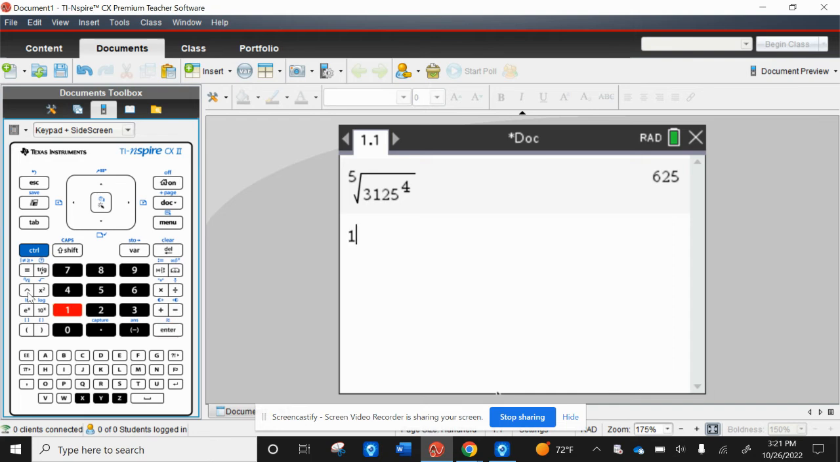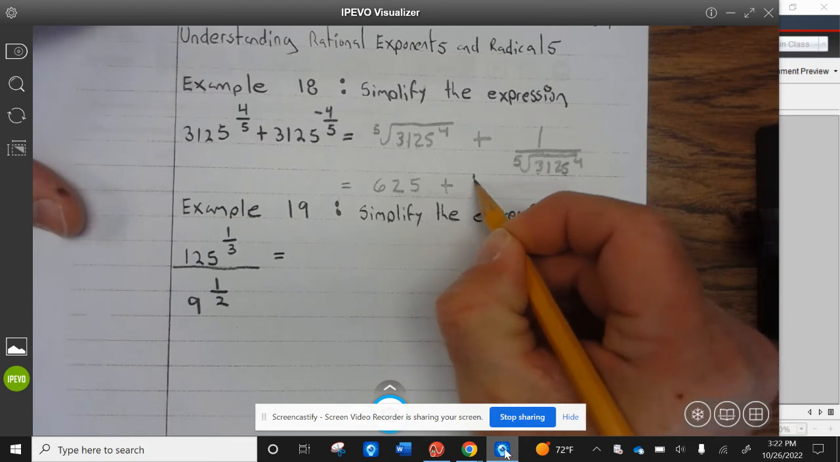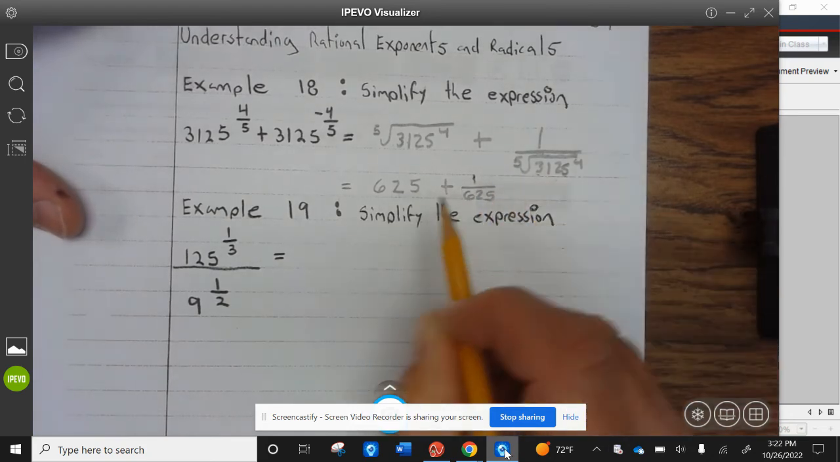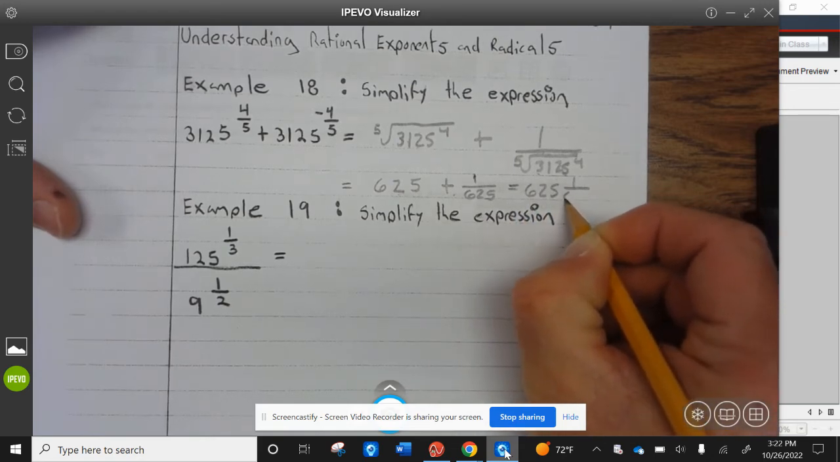plus 1 divided by, so I can actually press control divide, 1 divided by, highlight, oh, I guess I'll just have to do it this way. Control fifth root of 3125 to the fourth power is 1 divided by 625. So this becomes 625, and this becomes 1 divided by 625. Well, this plus this becomes 625 and 1/625.